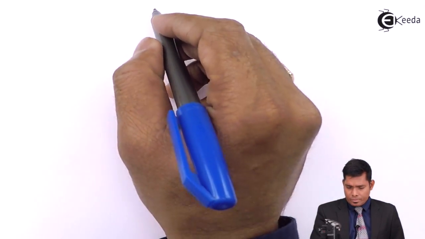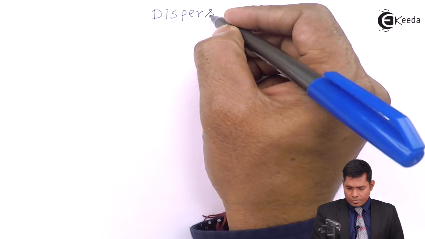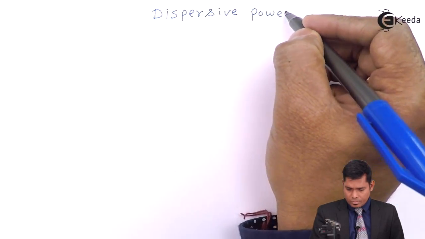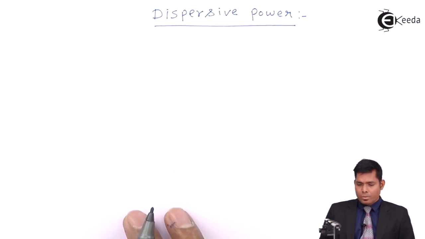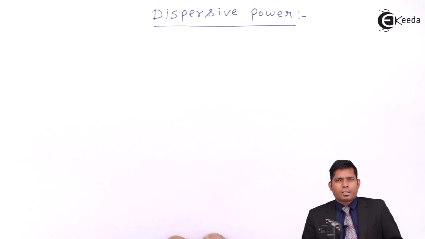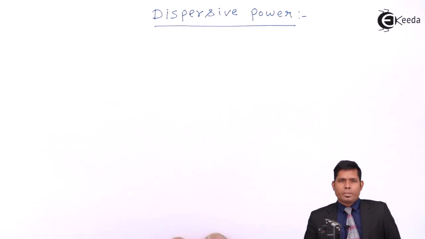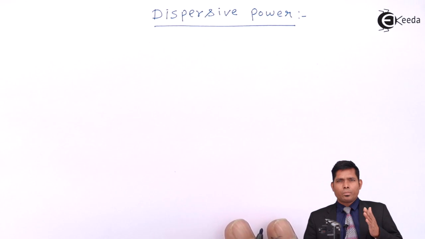Hello students, today we will discuss dispersive power. Dispersive power is basically the ability of the instrument to bend rays more.